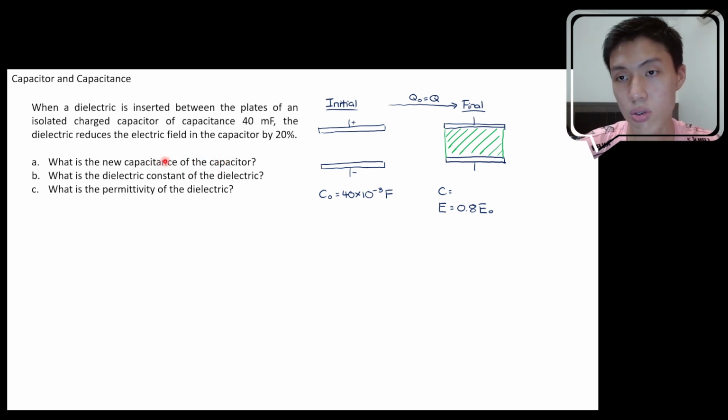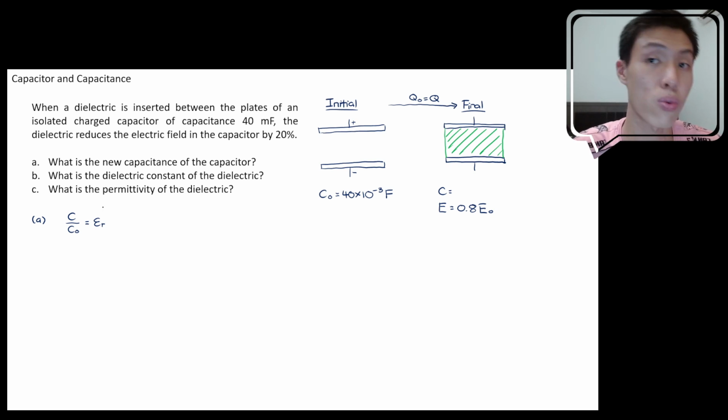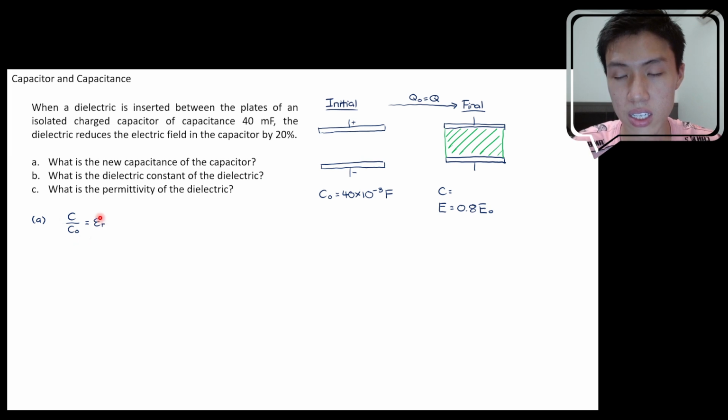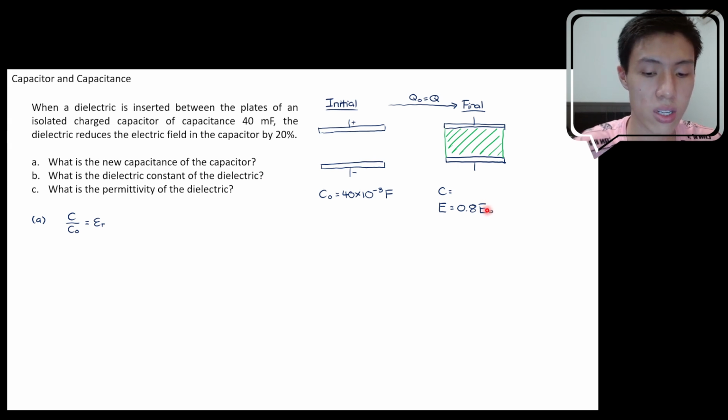Okay, so we are interested to know the new capacitance, and we know that the new capacitance and the old capacitance are related through this relationship, where the capacitance with dielectric divided by the capacitance without dielectric is equal to the relative permittivity, or the dielectric constant. This is what we know. But how do we relate this knowledge with the information that the electric field is equal to 0.8 of the initial electric field?